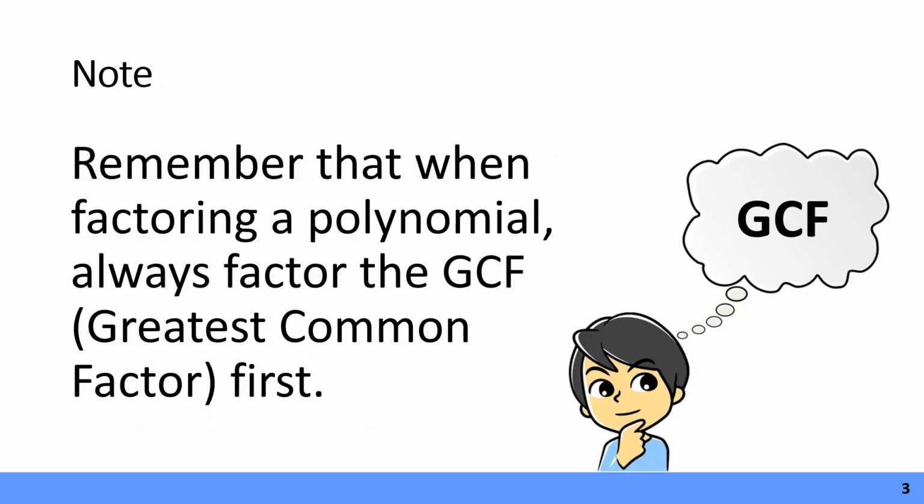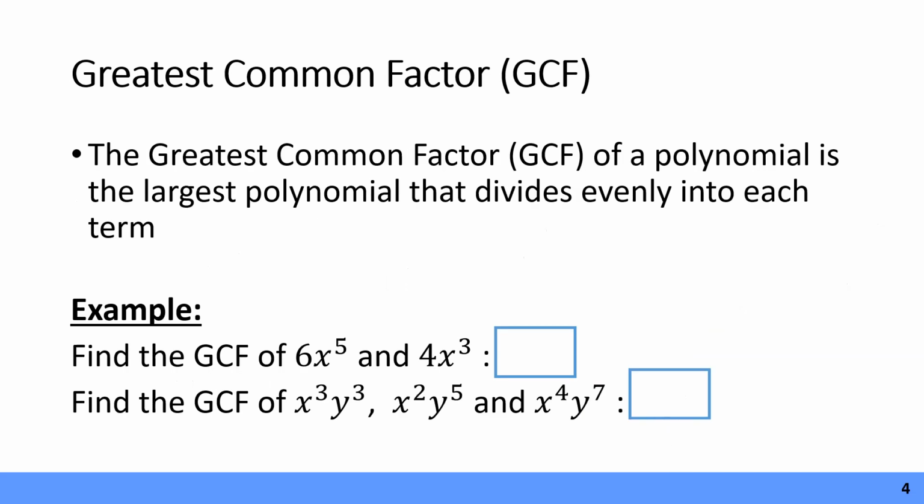So first thing, before you do anything, remember the first thing you're supposed to always factor out is the greatest common factor. So before you start factoring anything, always factor the greatest common factor first, which is what we're going to go over next. In case you don't know what the greatest common factor is, from now on I'm just going to be calling it GCF. The greatest common factor is the largest polynomial that divides evenly into each term.